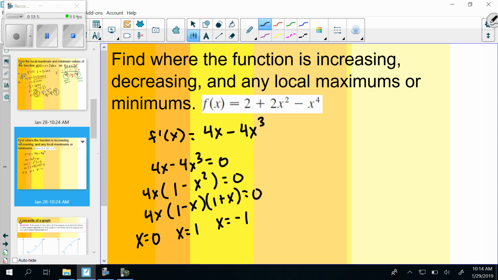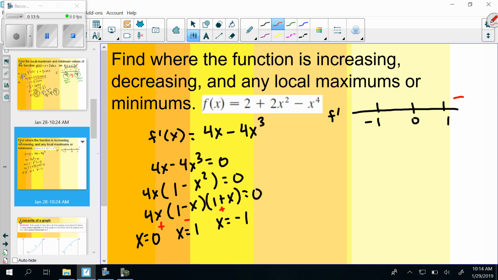What I want you to do, pause the video now and see if you can figure out what the slopes are going to be inside those values, in between them, and outside of those values. So for our first derivative here, what kind of values do we get outside and in between those? All right, let's check and see how you did. If you pick a number bigger, like let's say 2 here, 2 would make this positive, this negative, this positive, so this is going to be a negative slope out here.